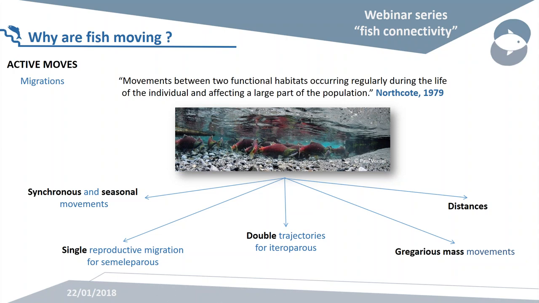And we have different parameters that are specific to migration. The first one is distance, because we always talk about big distances. So it can be 100 or 1,000 kilometers. It's generally a gregarious mass movement. We all have in mind that picture of sockeye salmon in a river, for example, in British Columbia, where you can see hundreds, thousands of red salmon moving upstream. So it's really a mass movement.